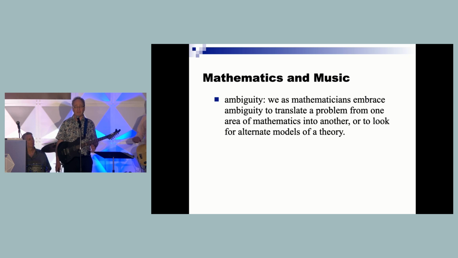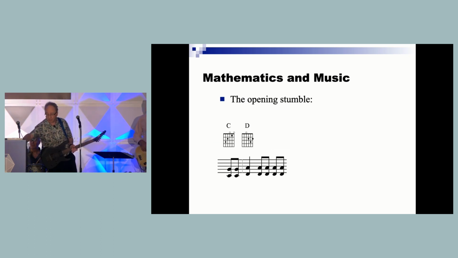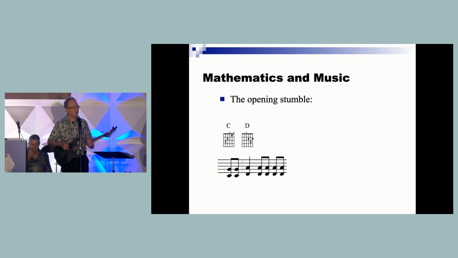So we as mathematicians embrace ambiguity to translate a problem from one area of mathematics into another, or to look for alternate models of a theory. So let me explain to you. The beginning seems pretty simple, and composers embrace ambiguity for interest. The beginning of the song sounds pretty simple. I'll just play. So why is it so interesting?